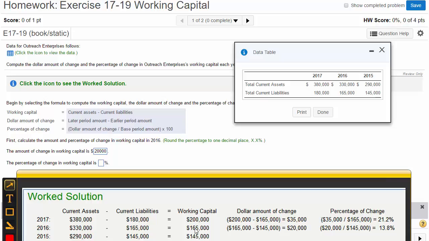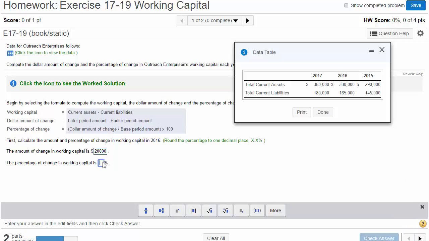Now, what is the percentage change in working capital? If something went from 145,000 to 165,000, how do we calculate the percentage change? It's new minus old, which is the same as this 20,000, divided by old. Here's our new minus old, the 20,000, which came from 165 minus 145, divided by old, the prior year, 145,000, which gives us 13.8%. So remember, take 20,000 divided by 145,000, then multiply by 100 to convert it to a percentage.